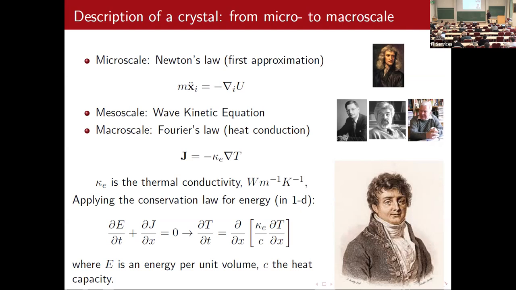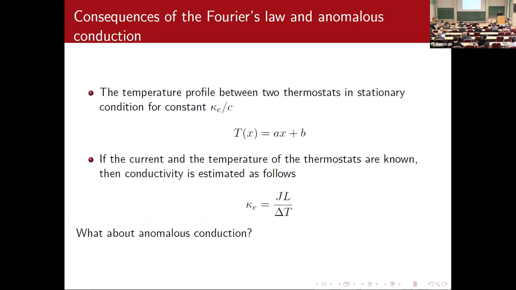if you consider this diffusion equation, and if you assume that kappa E is constant, you find an easy stationary solution of the problem, and the temperature becomes a linear function of space. Okay, let's suppose that you have two thermostats. This is the problem we're solving. You have two thermostats and the Fourier diffusion equation, and it is well known that you get a linear behavior of the temperature with coefficients A and B, which are a function of the temperature of the two thermostats.